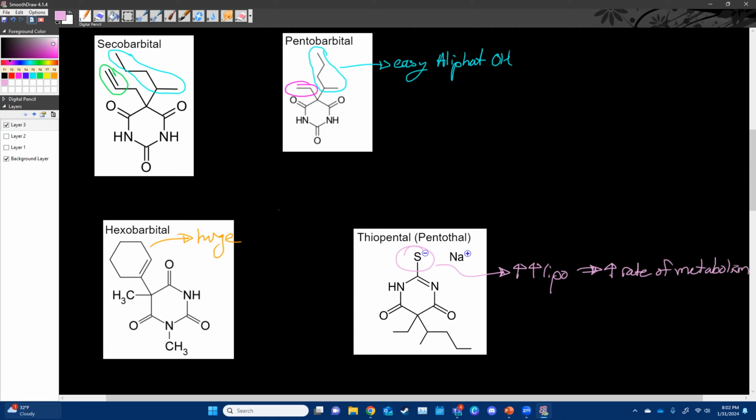Think of the ring as a giant, massive alkyl group. And just remember that this is not a benzene ring. This is a cyclohexyl hexanyl ring. And then in thiopental, it's really the fact that we have this free sulfur that allows it to be metabolized very, very quickly. And then, of course, we have our easy to metabolize pentyl group and our hard to metabolize, but doesn't really matter, ethyl group.